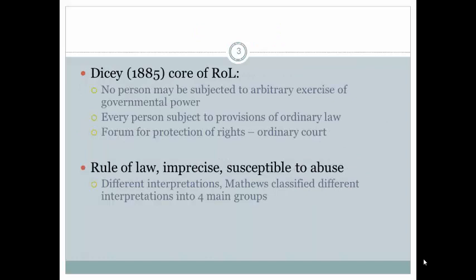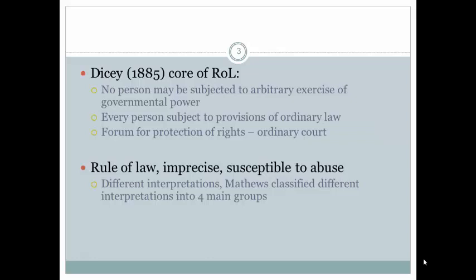In 1885, Dicey, in his work on British constitutional law, postulated the core of the rule of law as encompassing three aspects. First of all, he said that arbitrary exercise of governmental power is contrary to the rule of law. So the first principle is that no person may be subjected to the arbitrary exercise of power. The second facet, according to him, requires equality before the law.